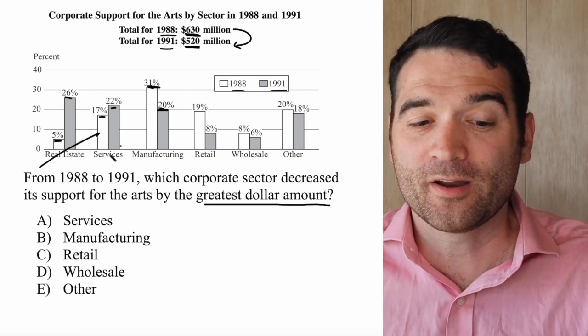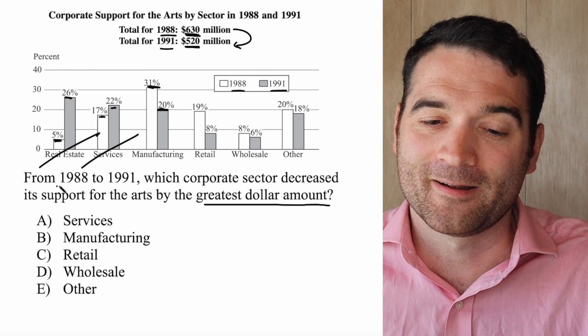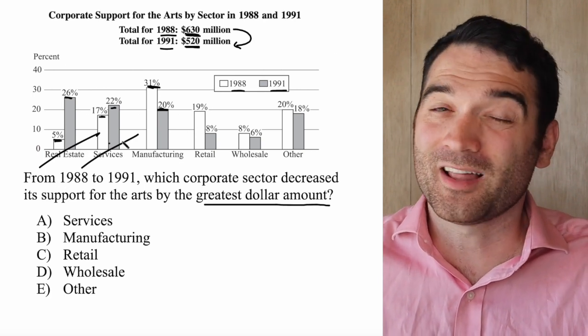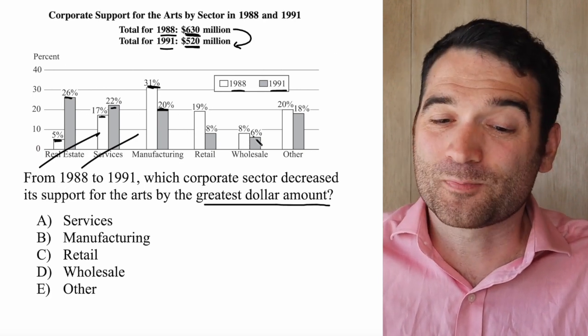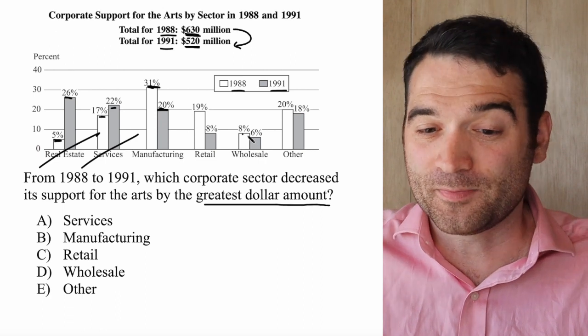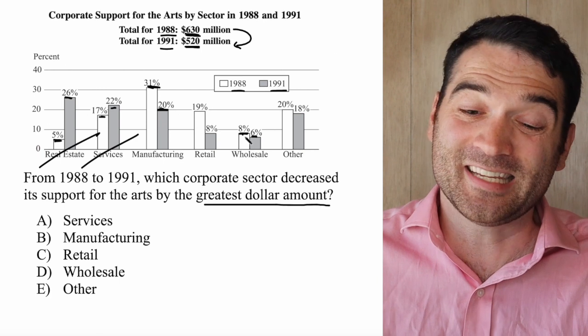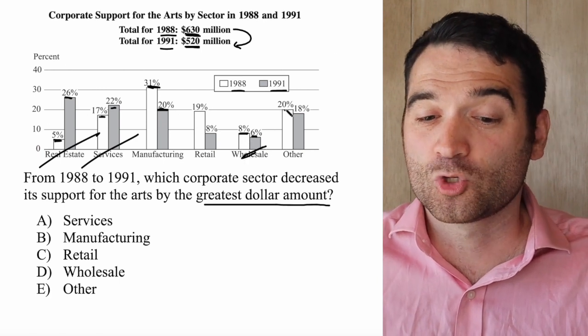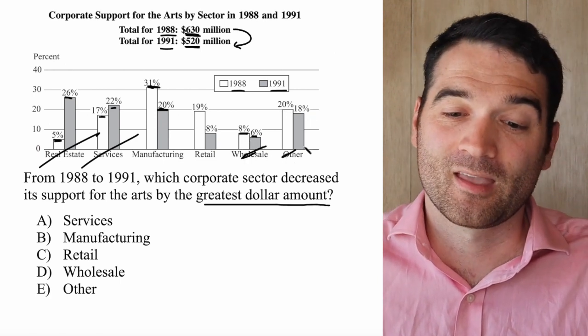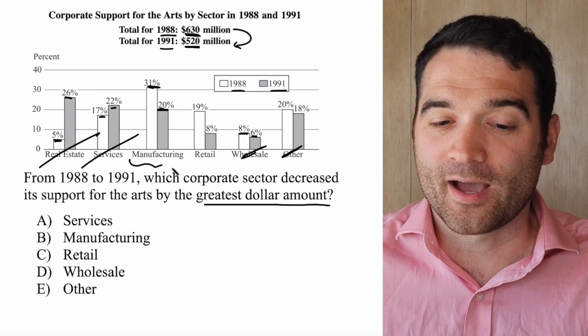So let's get rid of real estate and services right off the bat. We might also use a little bit of logic or common sense to say this one's probably not going to be a huge dollar decrease because we're not dealing with a lot in the first place, right? 8% to 6%, it's a decrease, but not a big one. Same with 20% to 18%. So we have to compare these two now, right?